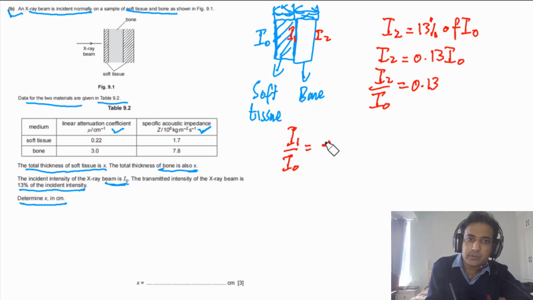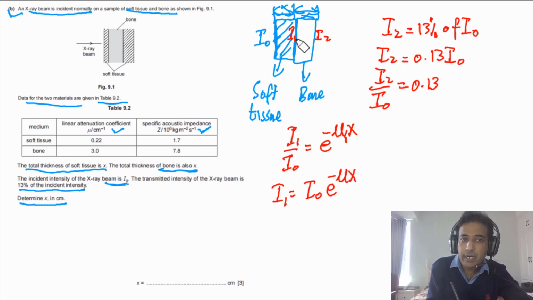This one will be equal to e to the power of negative mu x. So here we have mu x, so we can say this is mu 1. At this point we can say I1 will be equal to I naught e to the power of negative mu x. So we have I1 here.